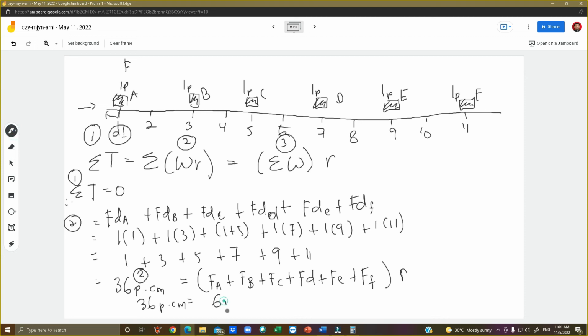Ni 6 ni 6P lah. 6P dengan R. Jadi R equals to 36P per centimeter over 6P. So R ialah 6 cm. Means that if we stack all of this coin dekat 6, it will be a balanced system, ataupun it will be in equilibrium. Means no torque. Ni center of gravity.